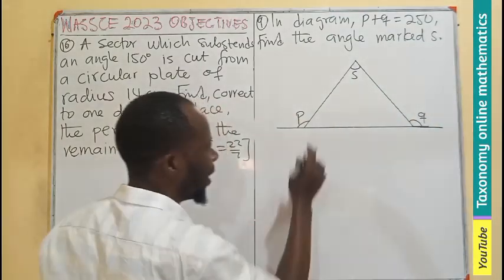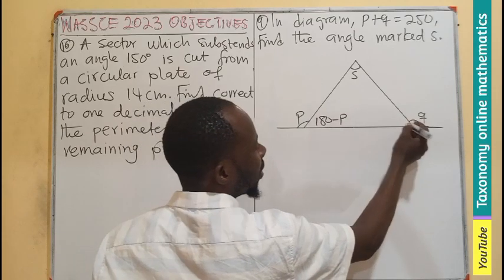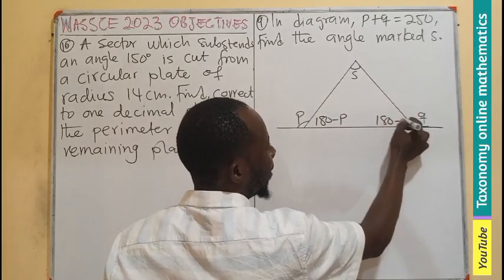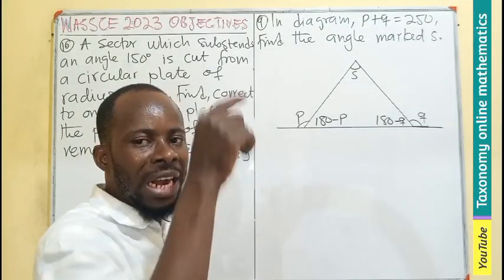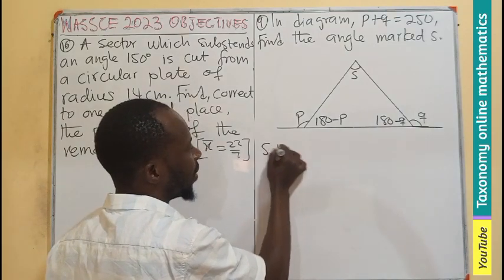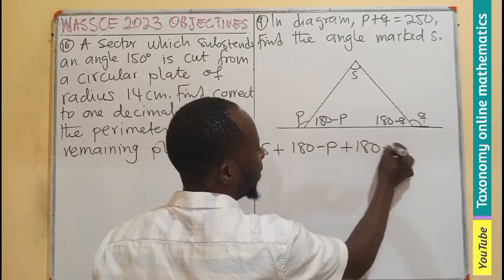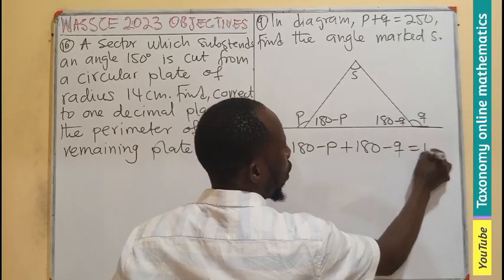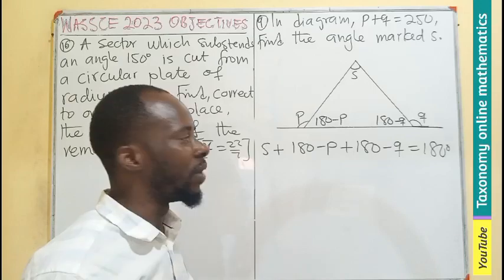But I will be taking here as 180 minus P, here as 180 minus Q. So that becomes the interior angles of a triangle, right? So I'll be having S plus 180 minus P plus 180 minus Q, all must give us 180, the interior angles of a triangle.